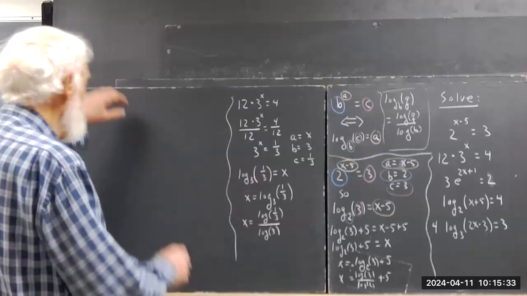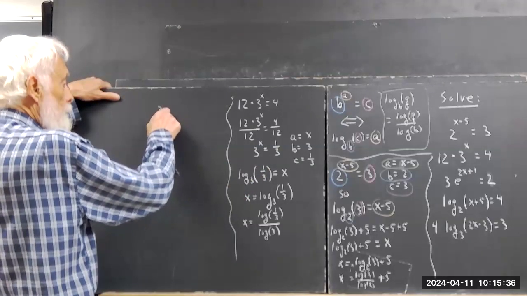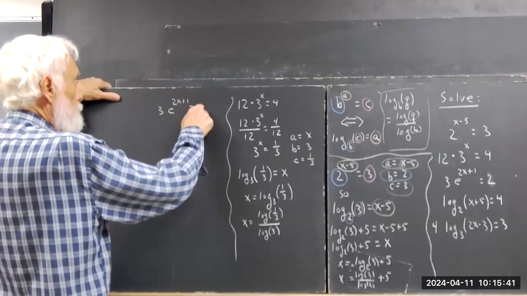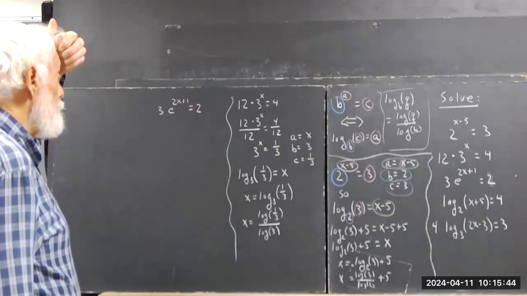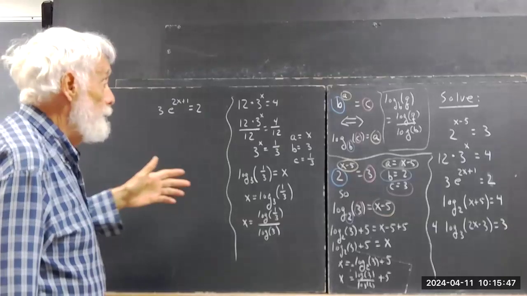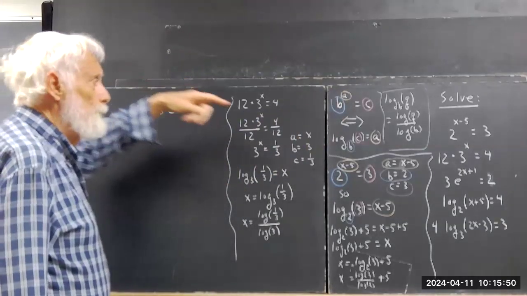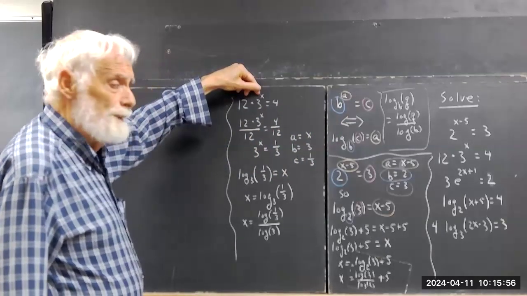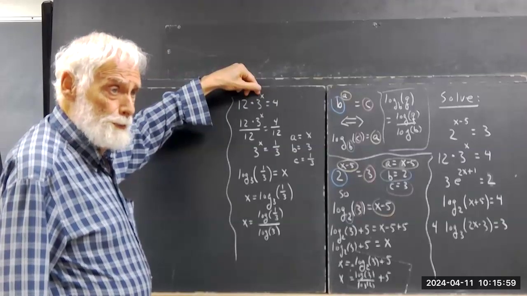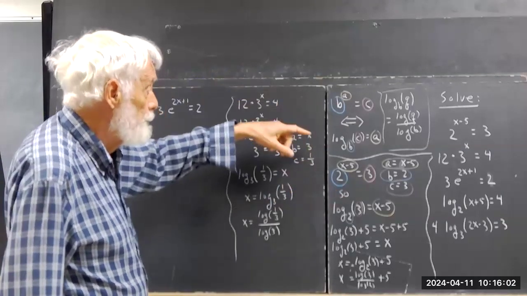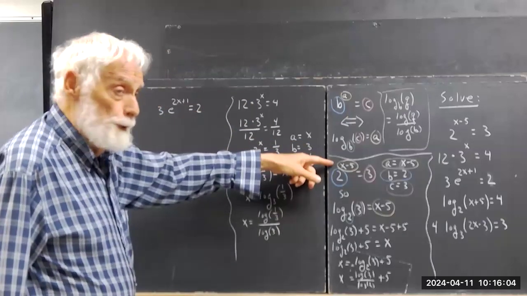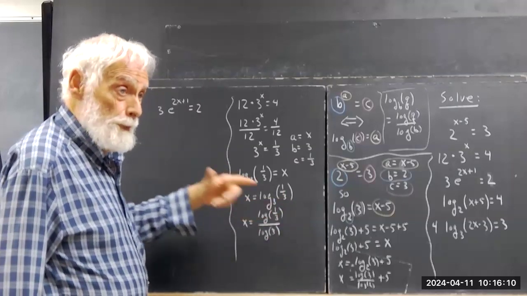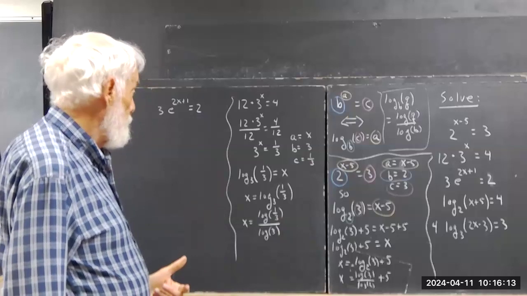Now, we have 3e to the 2x plus 1 equals 2. What are we going to do about that? Well, it's not of this form. The reason we use this conversion is because x was in the exponent. You can't get to it when it's in the exponent. You have to bring it out so that you can do the algebra with it. So we have to convert to logarithmic form.